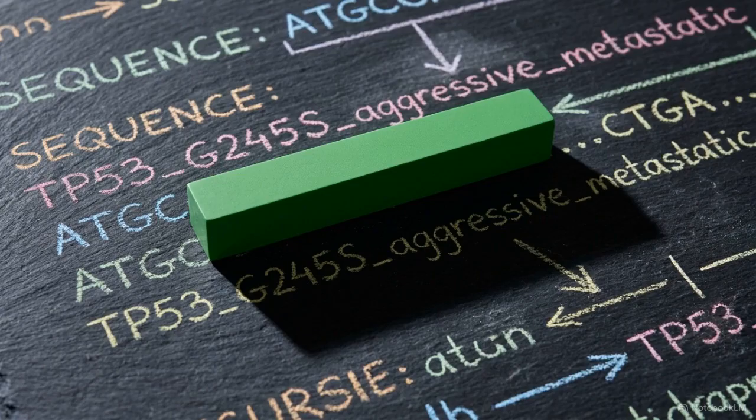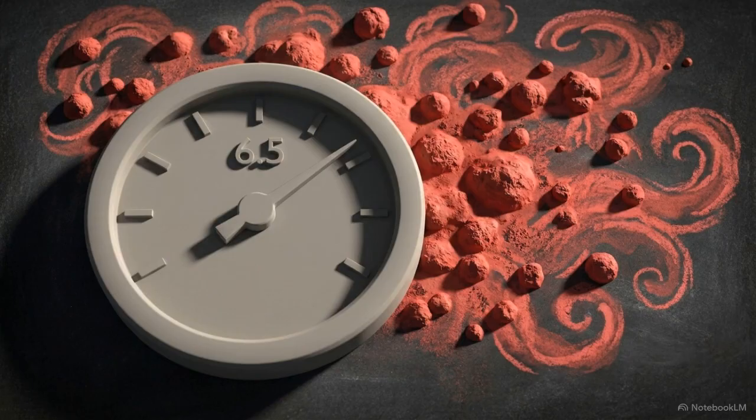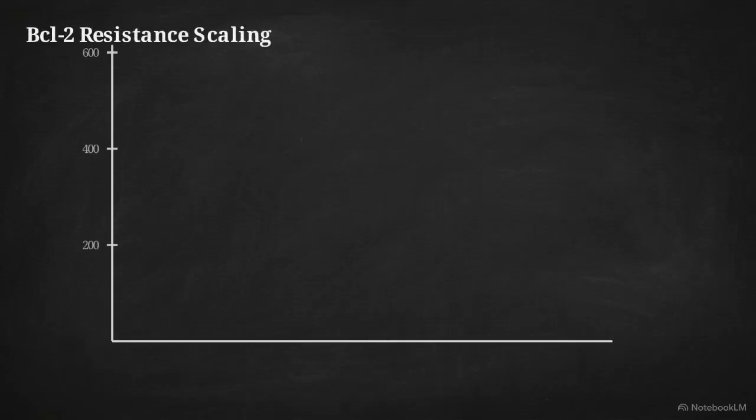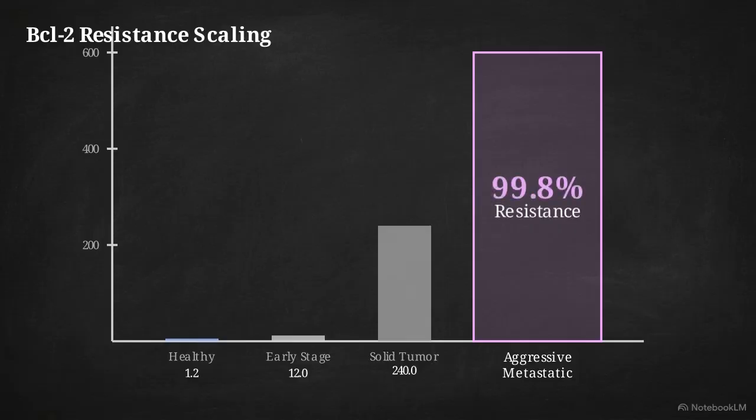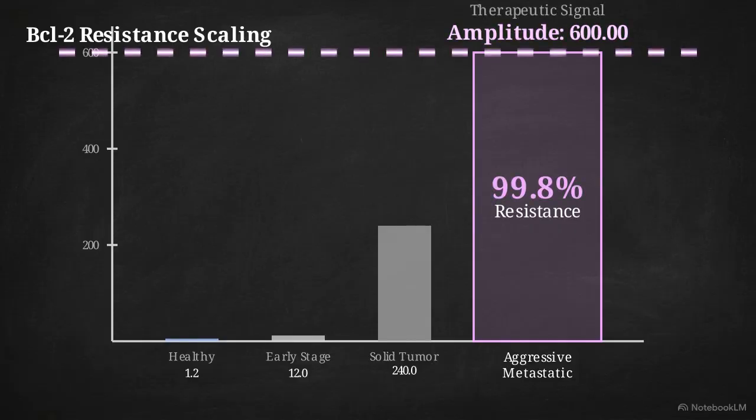The simulation tests this inverted signal against the G245S point mutation in TP53. The environment mimics an aggressive metastatic state with high oxidation and a low pH of 6.5. This mutation maintains a massive 99.8% BCL2 apoptosis resistance block. Breaking this resistance requires a therapeutic signal amplitude of 600.00.